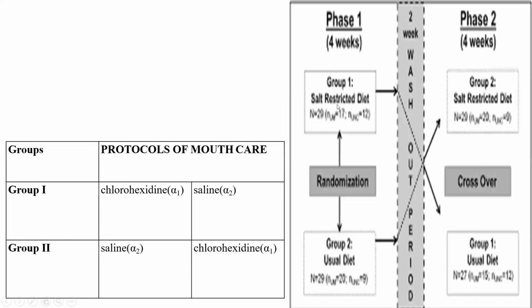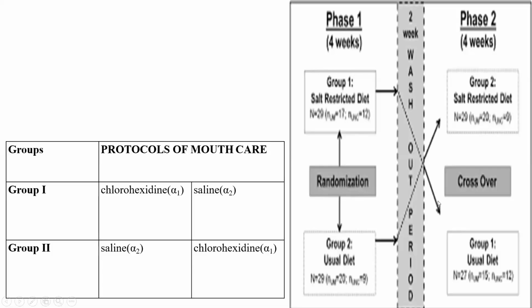The first group has a salt restricted diet. The time period is 4 weeks, 8 weeks. The first phase is for 4 weeks. Group one is given a salt restricted diet after randomization, and group two is given the usual diet. After that, a 2 weeks washout period is given. After that, the second phase starts. The second group is given a salt restricted diet, and the first group a normal usual diet.